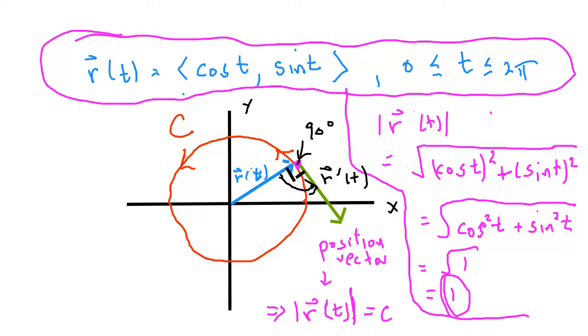Okay. Let me pick another point here on the space curve, maybe right here, and let me draw another position vector over here. And I'll draw another tangent vector.